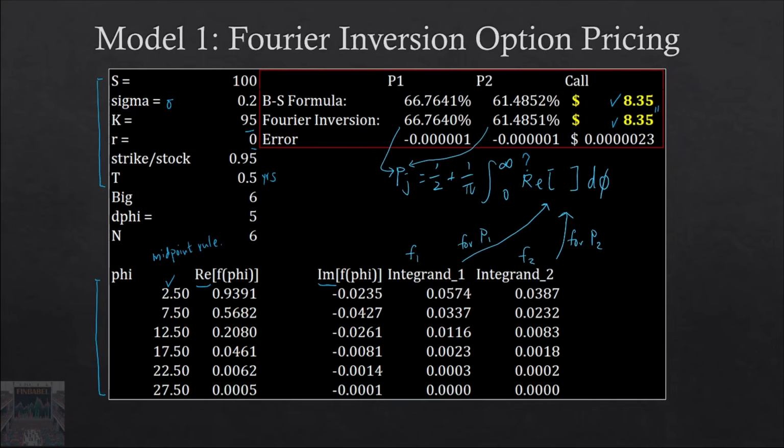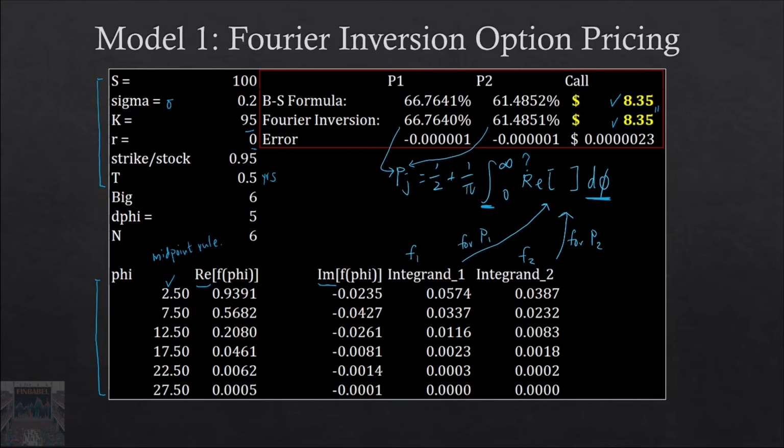Then we build the integrand. This corresponds directly to the Fourier inversion formula. Once we have the integrand values, we simply sum them up across all rows, multiply by the step size, and apply the prefactor. That gives us the probability P1 or P2.